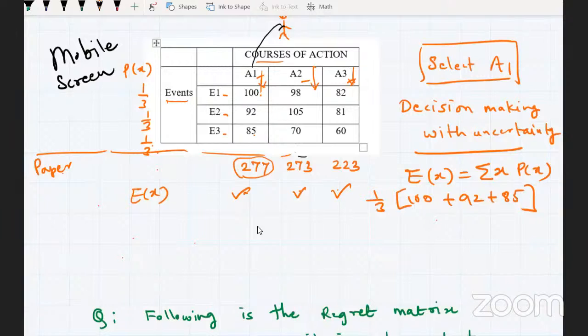And then from that you will select the maximum. But since it is an MCQ, we are not going to check whether you wrote the formula for E of x, whether you calculated it. See, ultimately, whether you divide by 3 or don't divide by 3, the maximum number is going to remain the maximum number. So there is no need to do this here, because it is MCQ type.